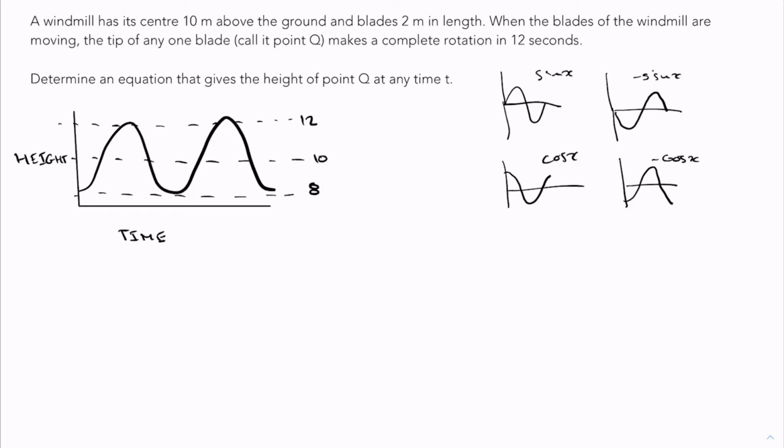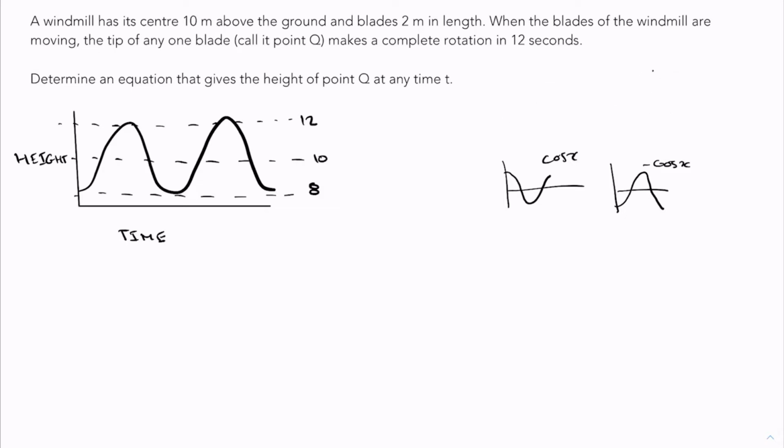Now, of all of these 4, I think you'd agree that this is the one which matches the behavior of this motion without any phase shift. Any one of these can be used, but the negative cosine is the one which is going to avoid us having to use a phase shift in our equation. So no to this, no to this, no to this, and yes to this last one here.